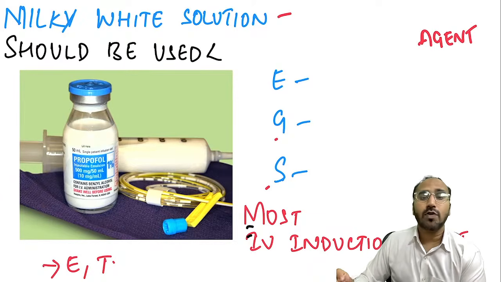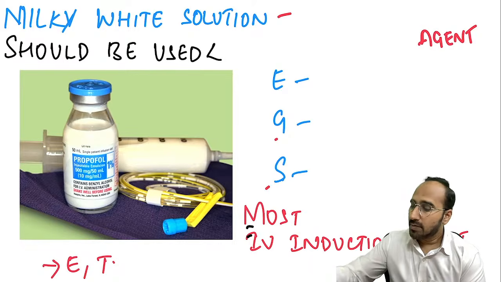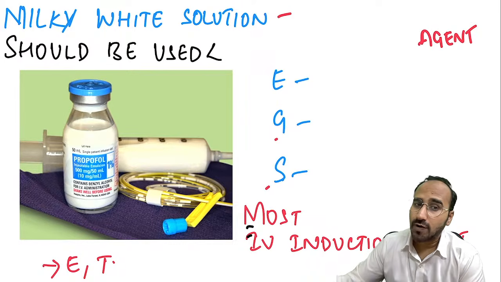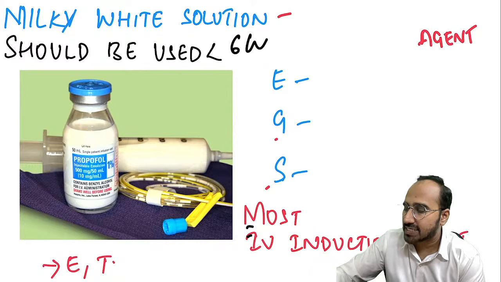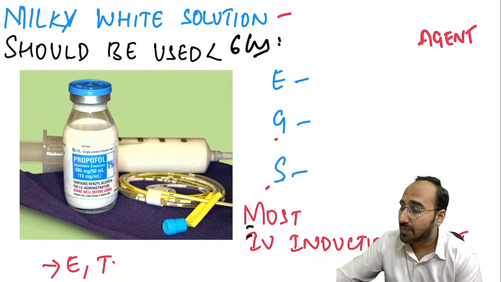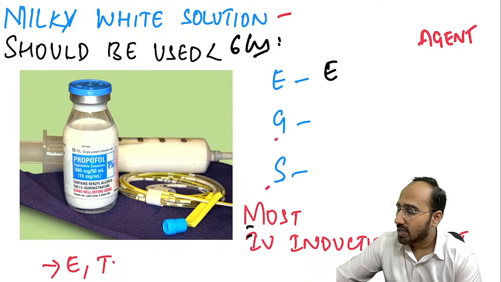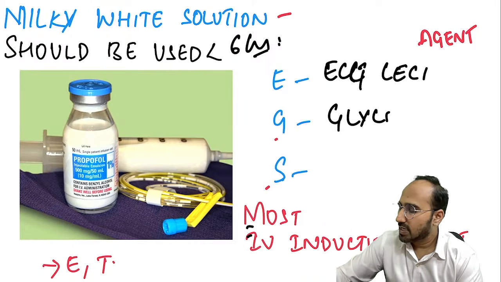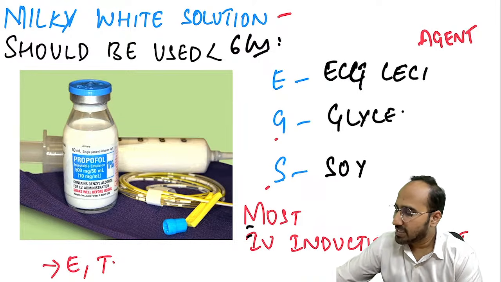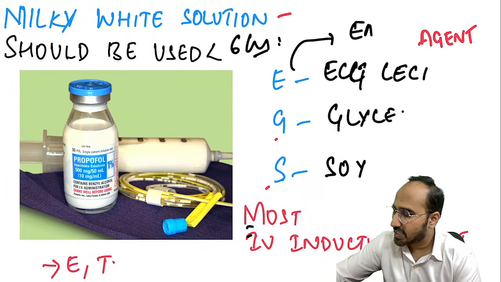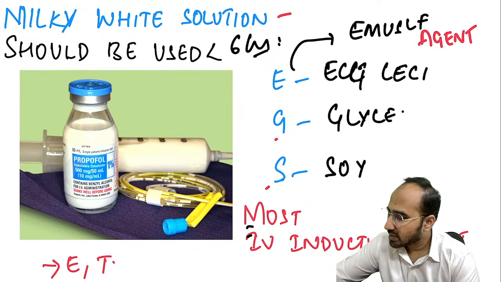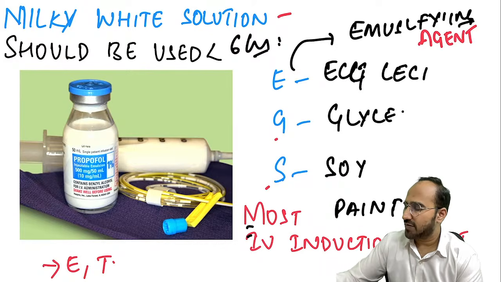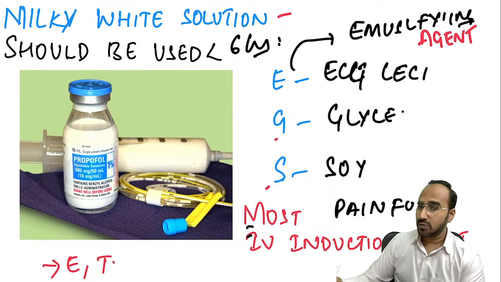This agent is called Propofol. In Propofol, what we need to remember is that once you open the vial, it should be used within 6 hours. Otherwise, bacterial contamination can happen. Why? Because it is made up of egg lecithin, glycerol, and soy. As it is made up of egg lecithin, it can be used as an emulsifying agent. It is the most painful IV induction agent. Apart from this, etomidate and thiopentone are also painful, but the most painful is Propofol.